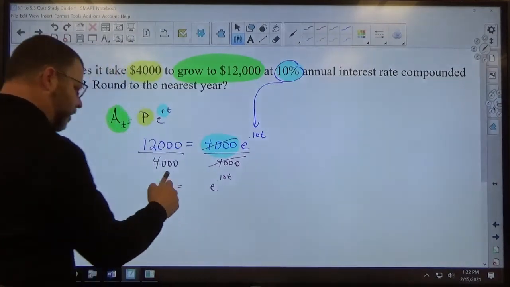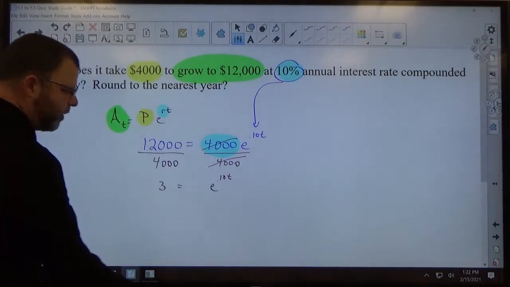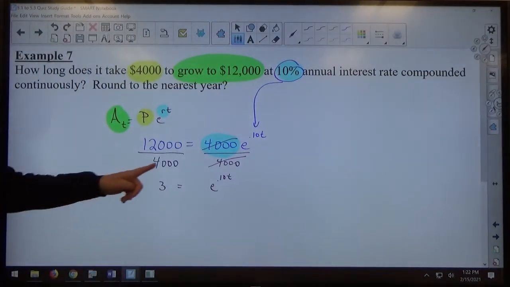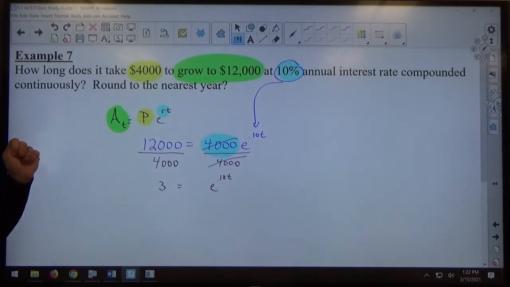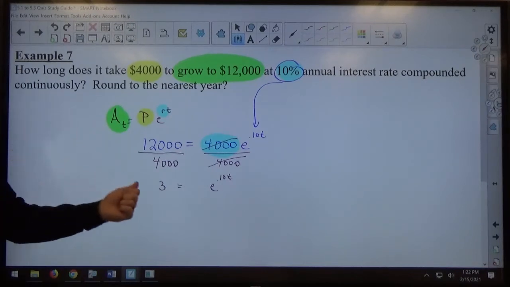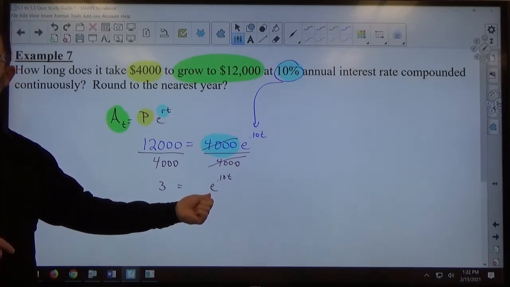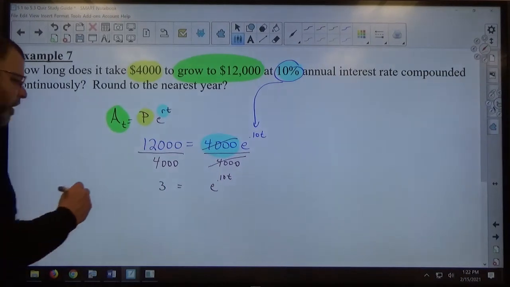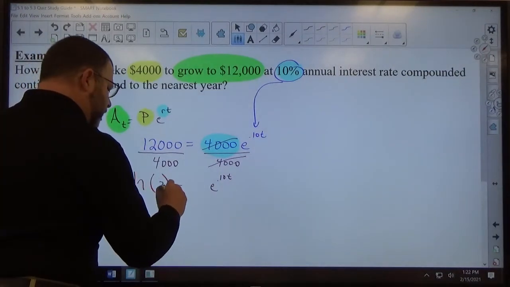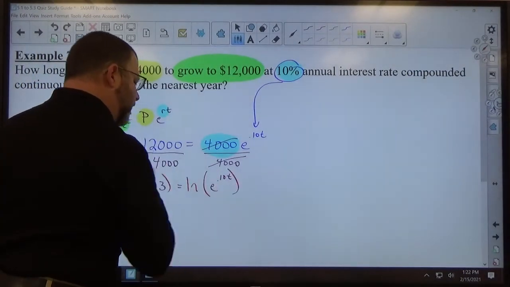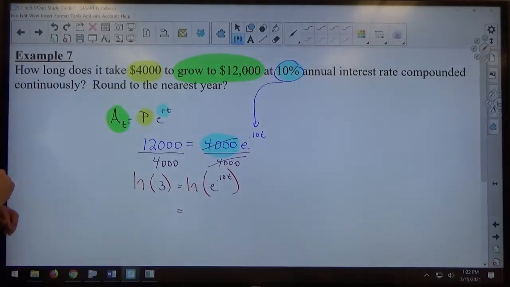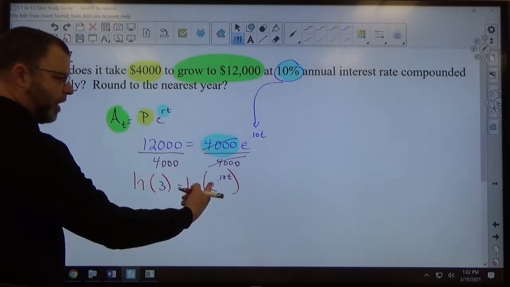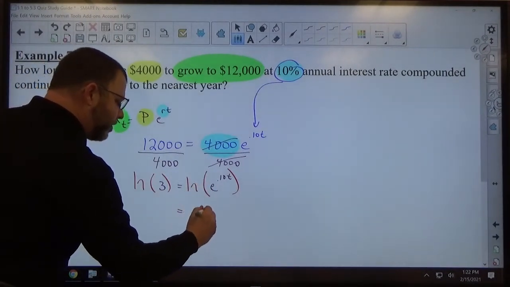Notice I've left a little bit of space here on both sides. Okay. Once I have e to a power equals a number, what do I want to do? I'm going to ln both sides. I'm going to natural log. Natural log, because base e is the natural log base, I want the bases to match. So natural log of 3 on the left equals natural log of e to the 0.10t on the right. I chose particularly natural log here because if this is base e and that is base e, the power is the outcome.